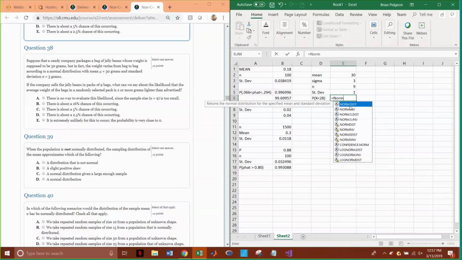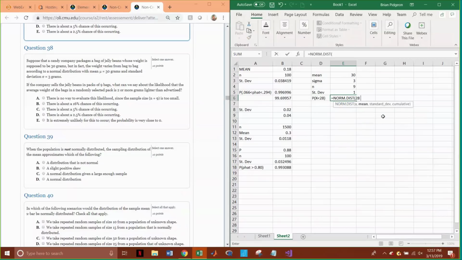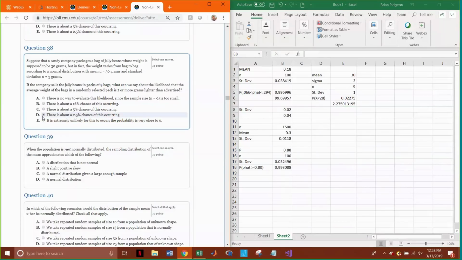Norm dist, the value of x is 28, the mean is 30, the standard deviation is the new standard deviation we calculated, comma 1. So 0.2275. If we convert this to a percentage, because all these answer choices are in terms of percents, we'll get 2.275, about 2.3% chance, which is about 2.5%. You could easily solve this one using the standard deviation rule as well, but it's just easier this way.